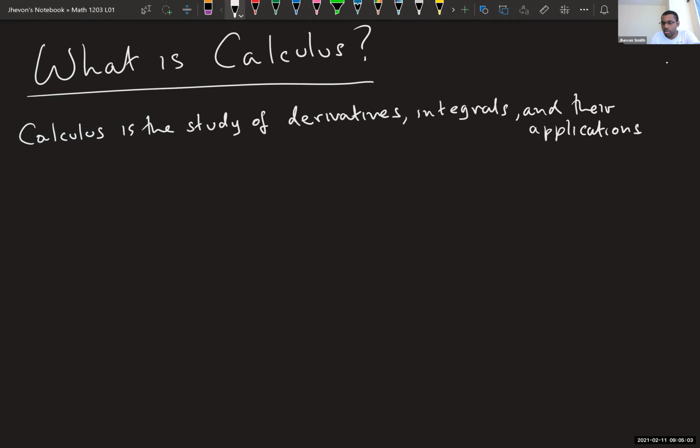Right. So anyone who has taken calculus, they would have spent a lot of time working on these things that they call derivatives and integrals. And they would use those things to do word problems, which is applications. And so they might say, oh, calculus is the study of derivatives, integrals, and applications. But, you know, what is a derivative? What is an integral? Right? So in a phrase, that's the answer.